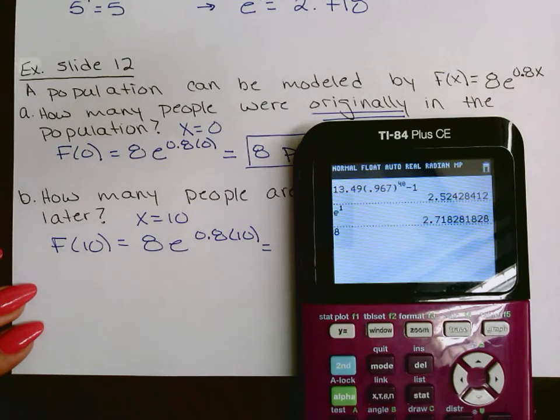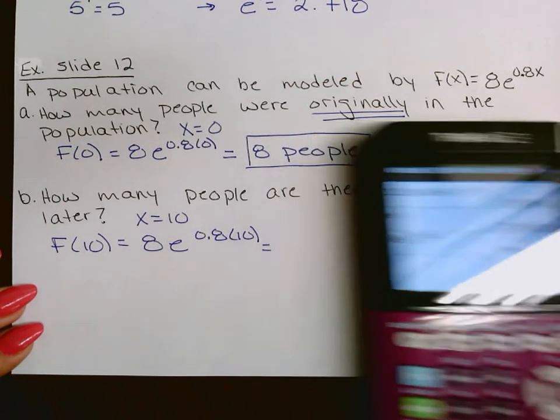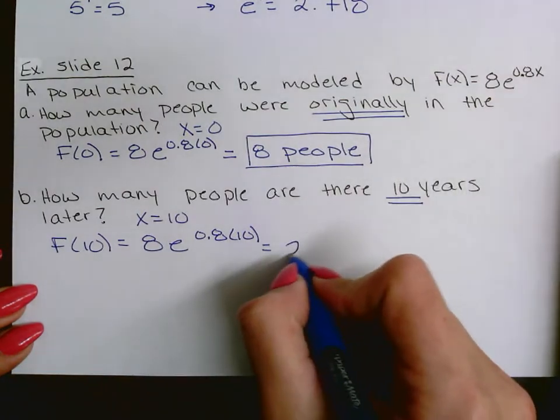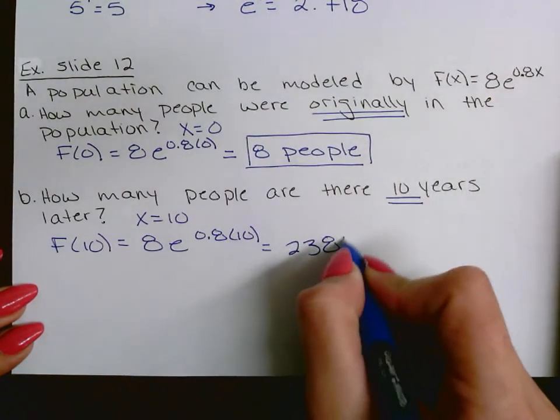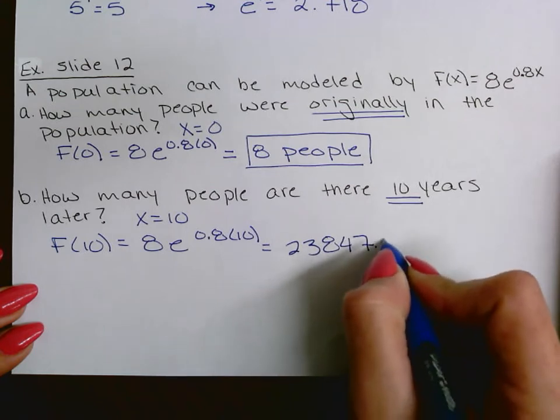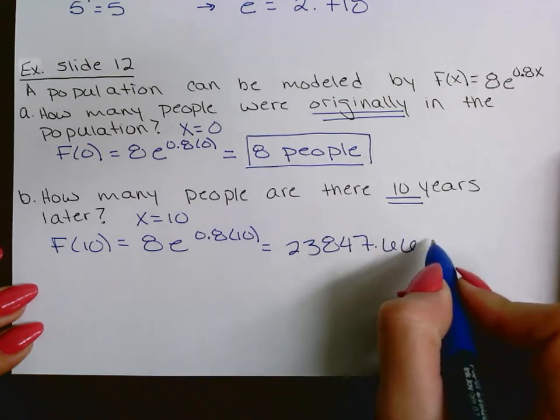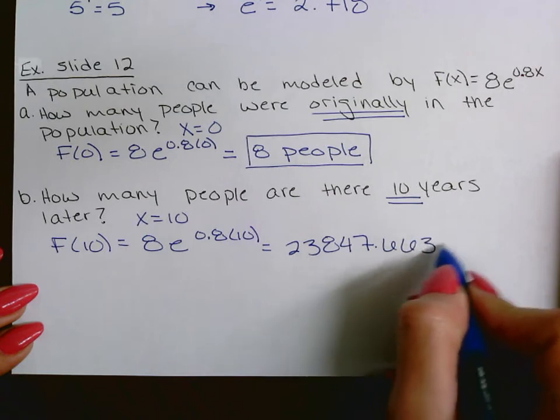8, second, ln for the e, 0.8, and in parentheses, or you could put the multiplication sign, you could put times 10. And you should get 23,847.6639. Okay? Yes, 8 times e to the 0.8 times 10 was in the exponent.